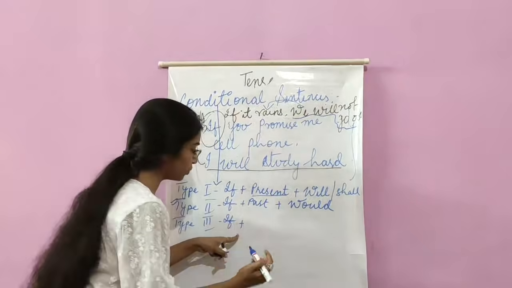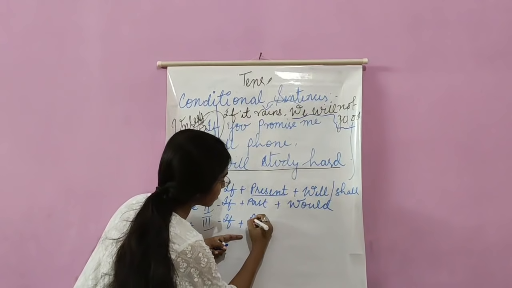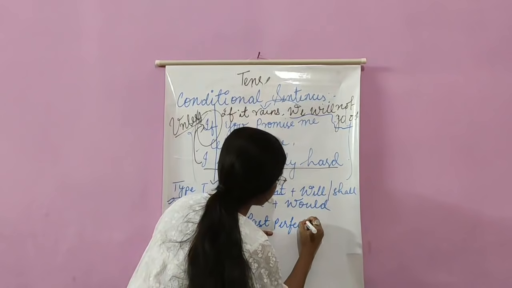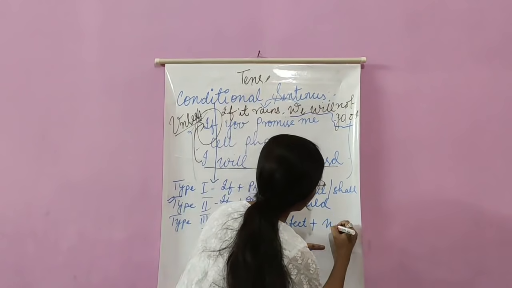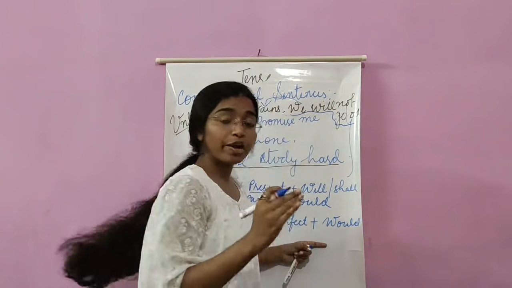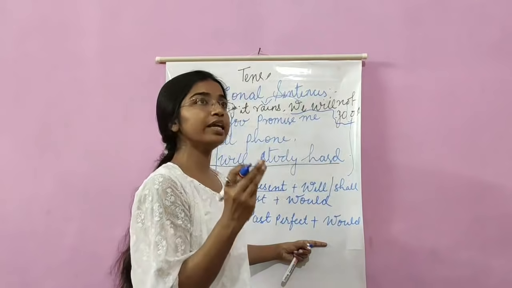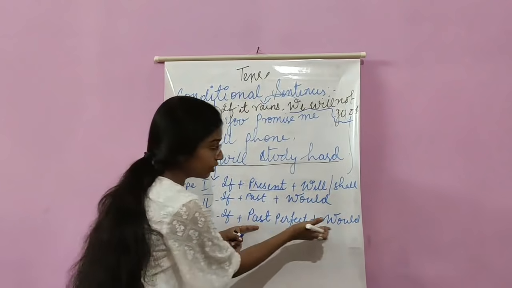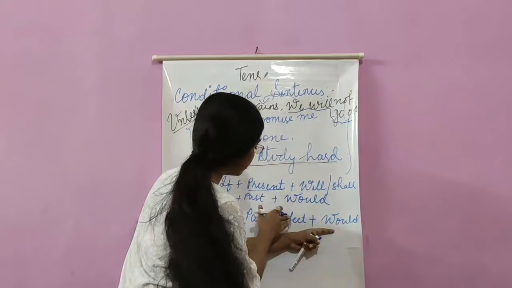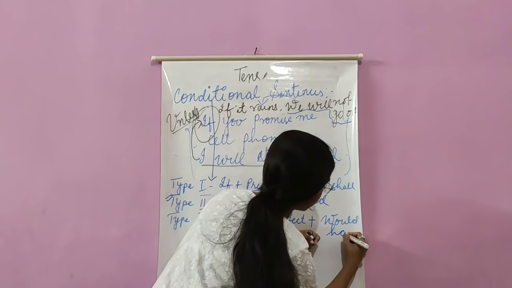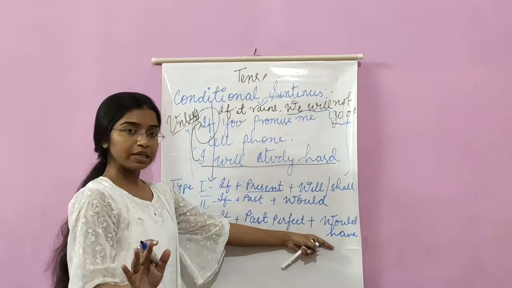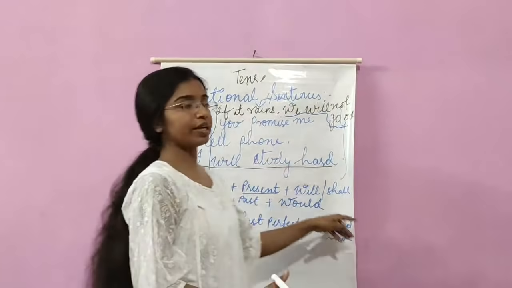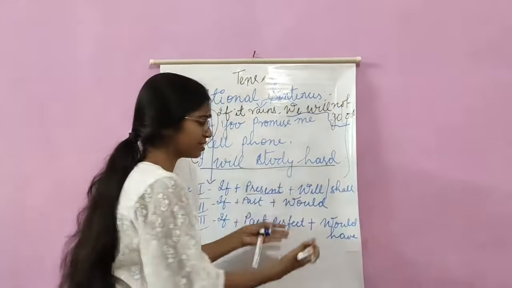Similarly, we will not go into future now. Next is if plus past perfect, plus would. Now, what we are using in case of perfect tenses is has, have, had. Right? So whenever you are writing past perfect, you will use what? If plus past perfect plus would have. I hope I am clear. When I am discussing this chapter in detail, I will tell you why it is so, how it came into existence.